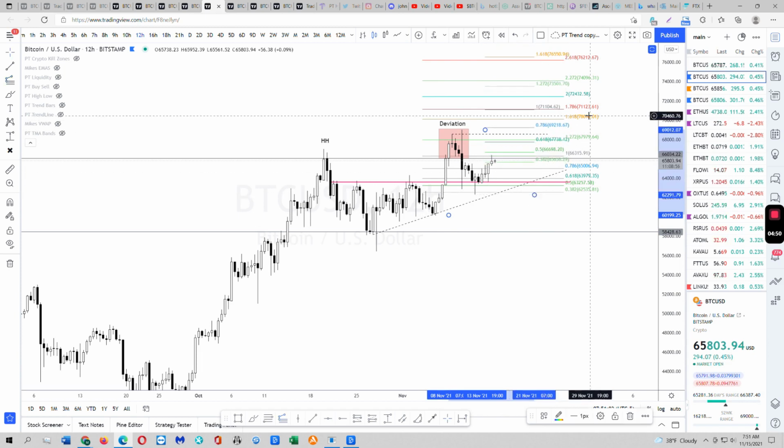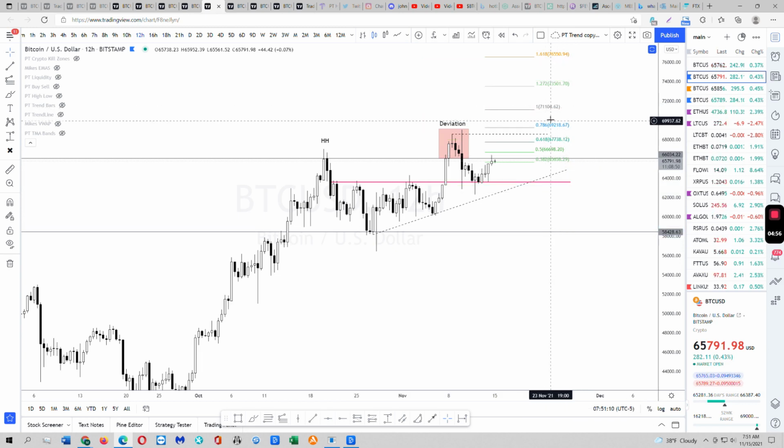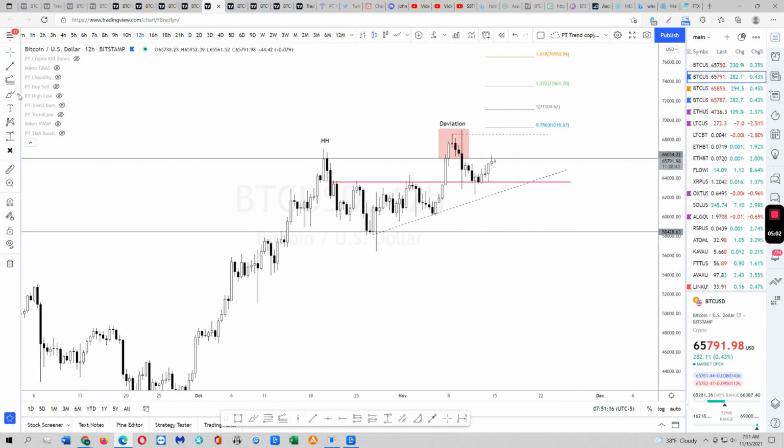71, yeah. Okay, that'll be your target, guys. If this were to break out, you're targeting, get rid of this, get rid of this, get rid of this, and you're targeting your 1-to-1, $71,000. Anywhere between $70,000 and $71,000 is your target if this is to break out.